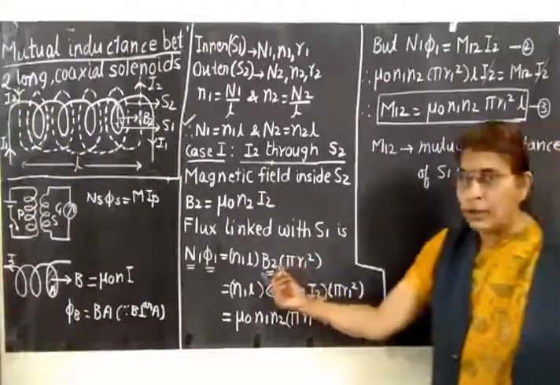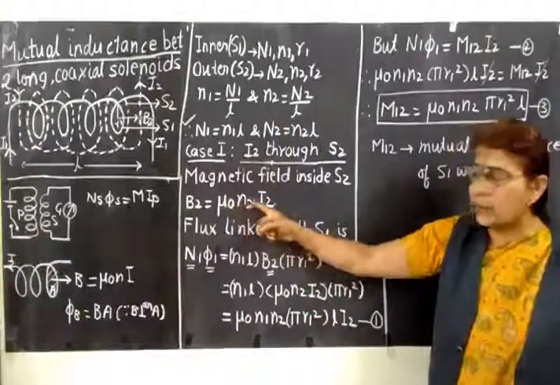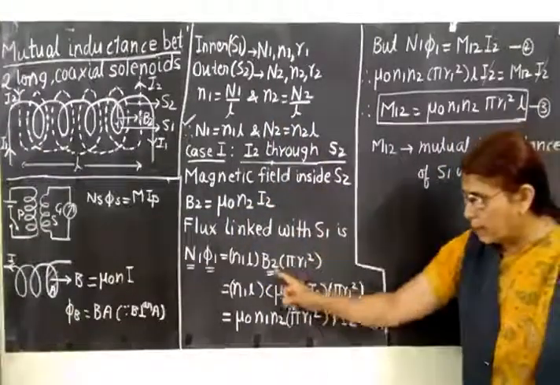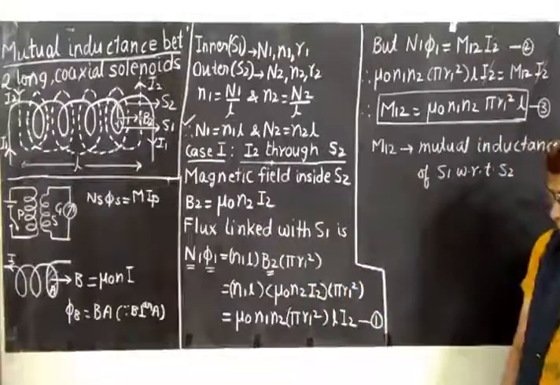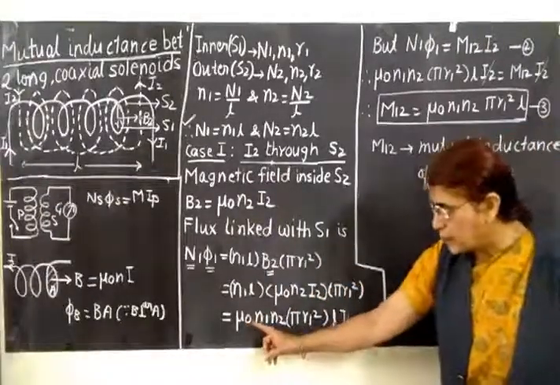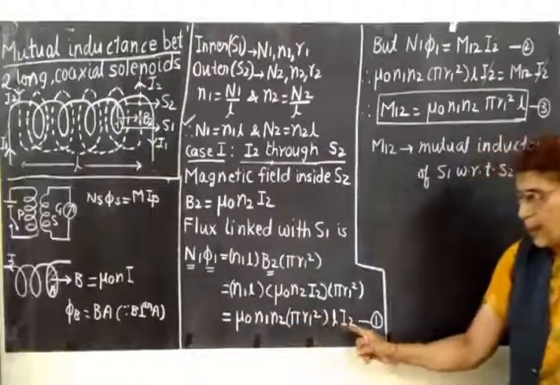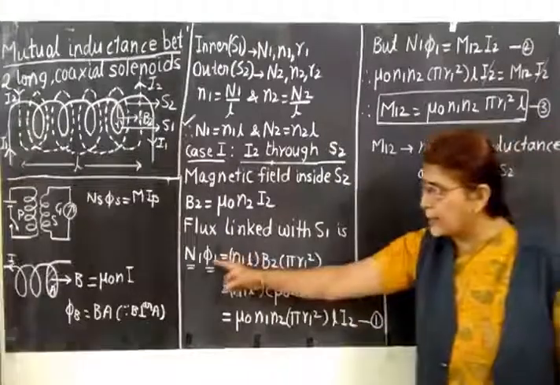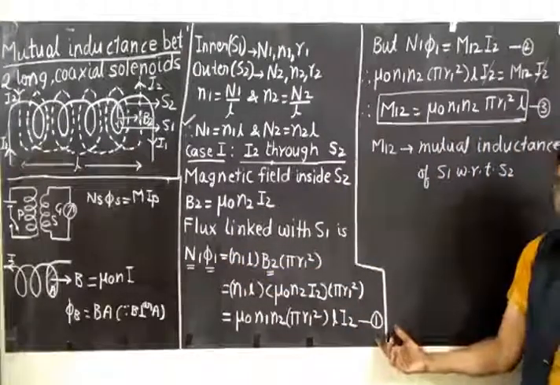Now we shall put the value of B2. What is the value of B2? The value of B2 is mu 0 n2 I2. So put the value of B2, mu 0 n2 I2, and just rearrange the terms. You will get this as mu 0 n1 n2 pi R1 square into L I2. So this is the flux linked with the inner solenoid. Let us call it equation 1.